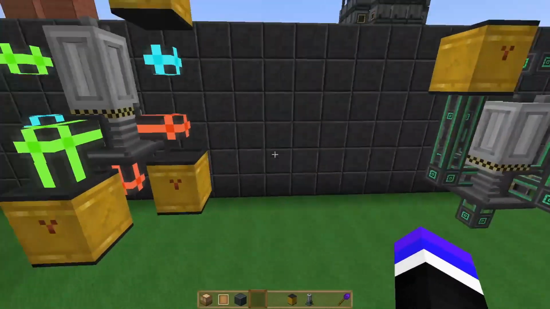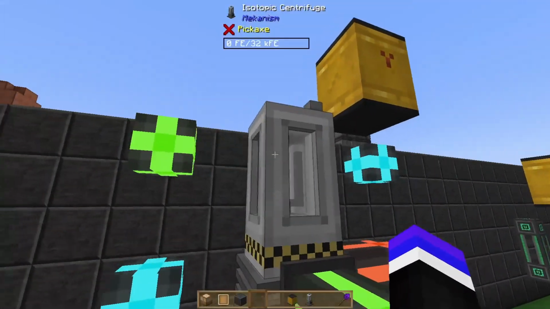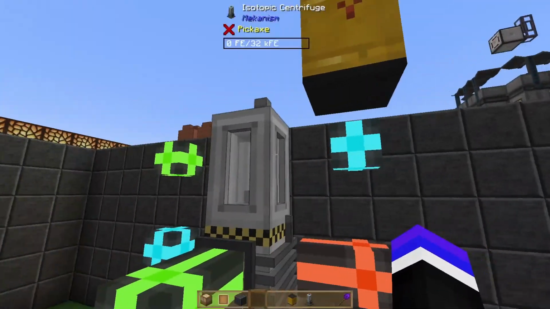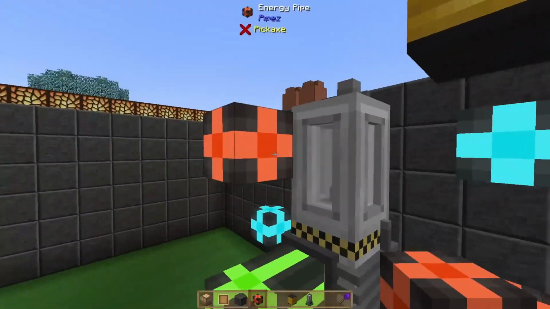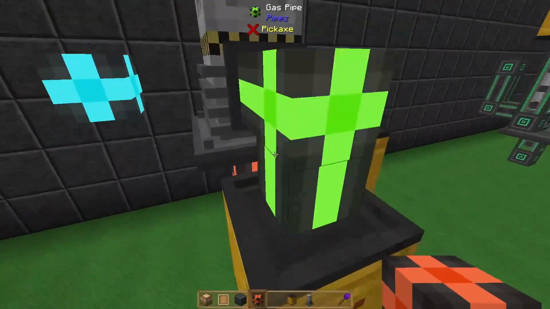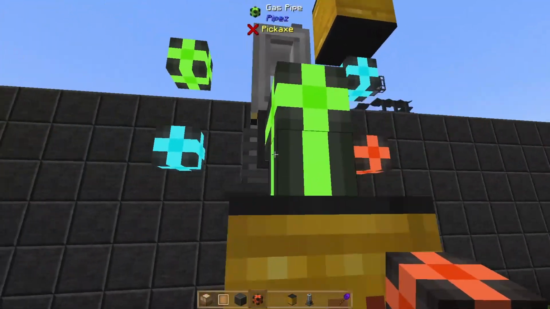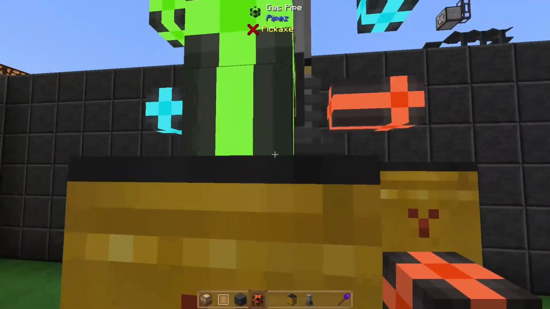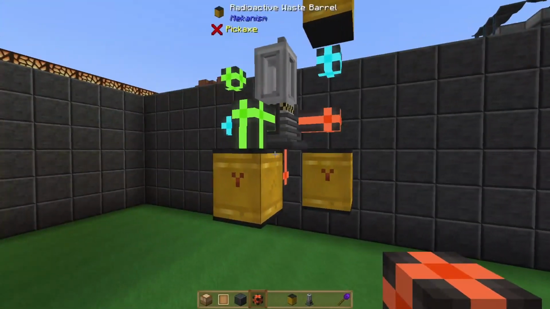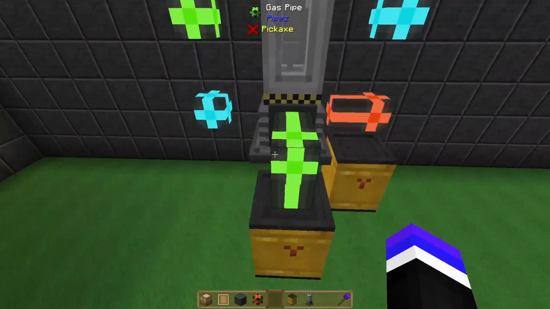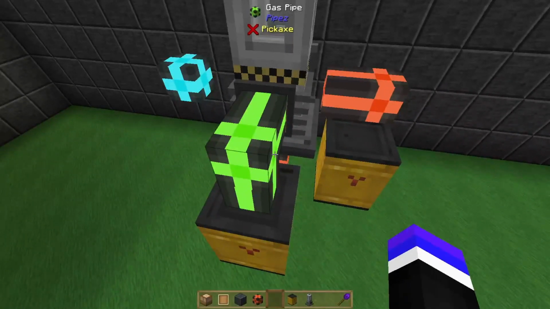So let's take a look at some different pipes here. We have the gas pipes. See how they don't attach? Fluid pipes, they don't attach. Electrical doesn't attach. Fluid doesn't attach anywhere on this machine, so you don't have to worry about that. Only energy and gas.